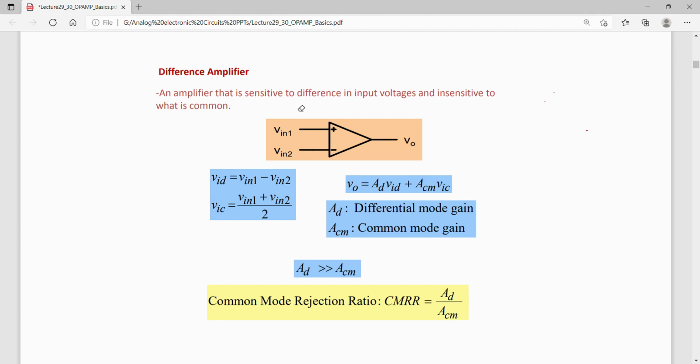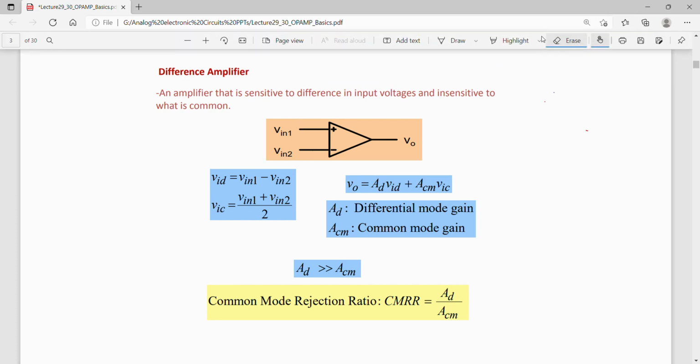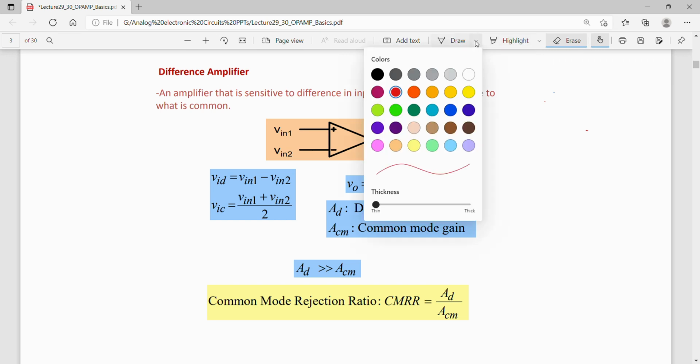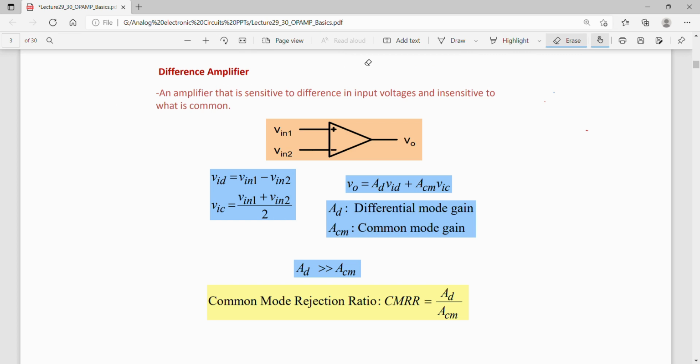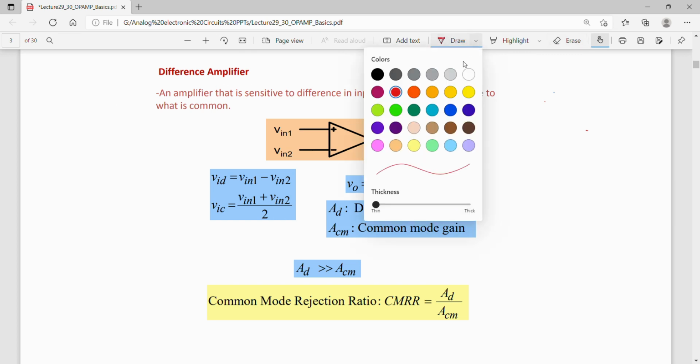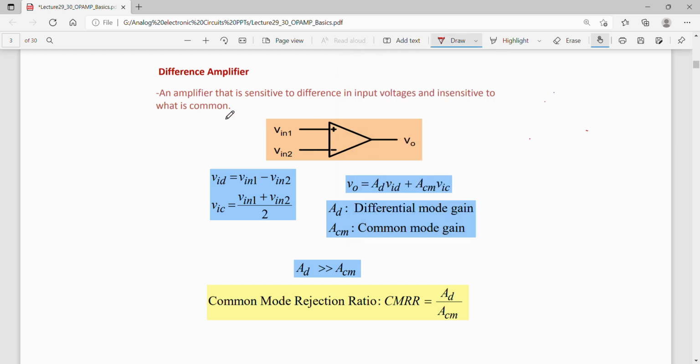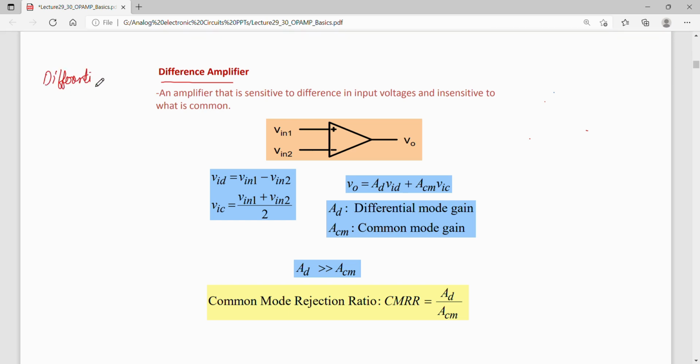Alright, so far we had studied the differential amplifiers. Till the previous lectures we had seen the differential amplifiers, or differential pair, using two transistors connected in parallel. Now let us talk about the difference amplifier. It is the same differential pair. So we want to talk about the differential pair, or difference amplifier.